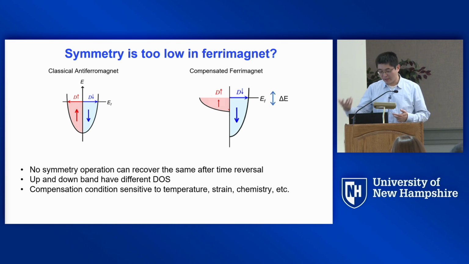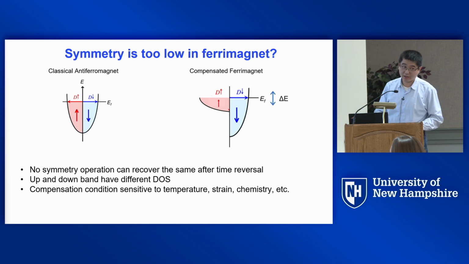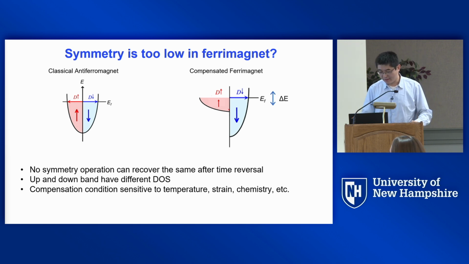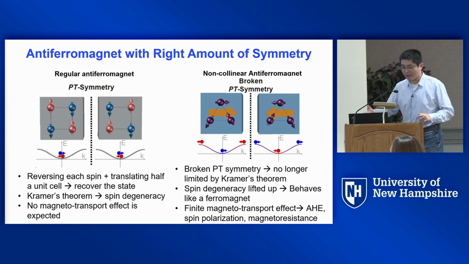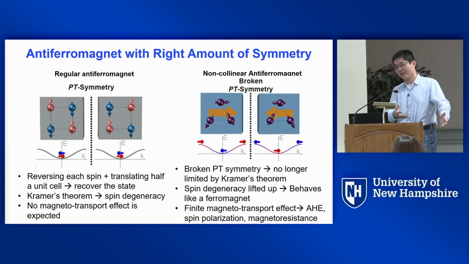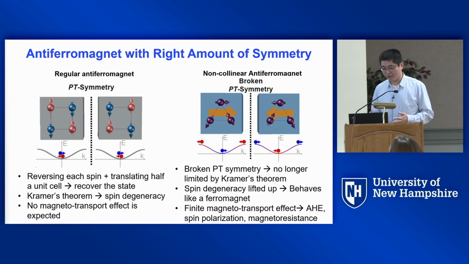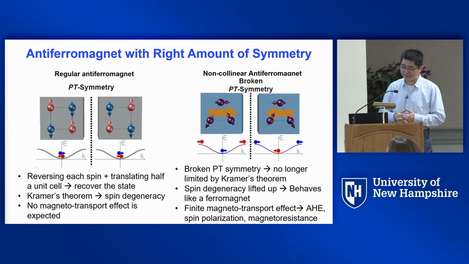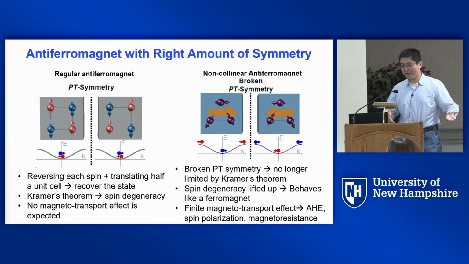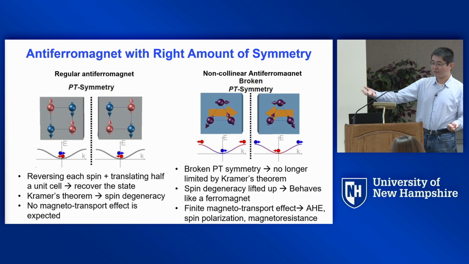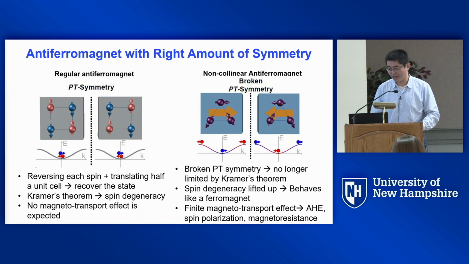And also, actually, you can use strain or maybe other chemical reaction to break such kind of compensation condition. So I think that's one of the issues people realize in ferromagnet. So I think that's the reason why these days people, when talk about antiferromagnet, they try to bring back some of the symmetry. So they try to make antiferromagnet, they break some symmetry, but at the same time try to conserve some other symmetry to get some protection.